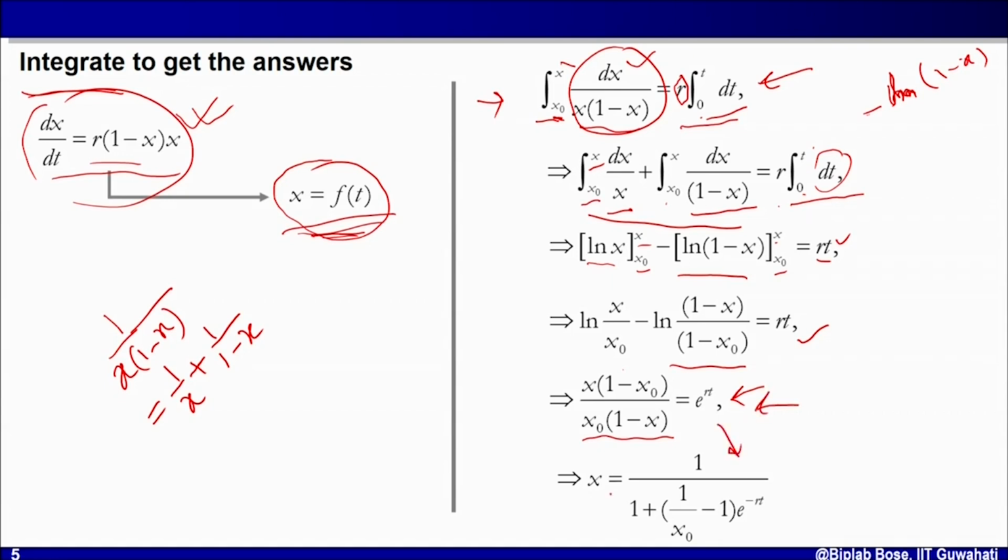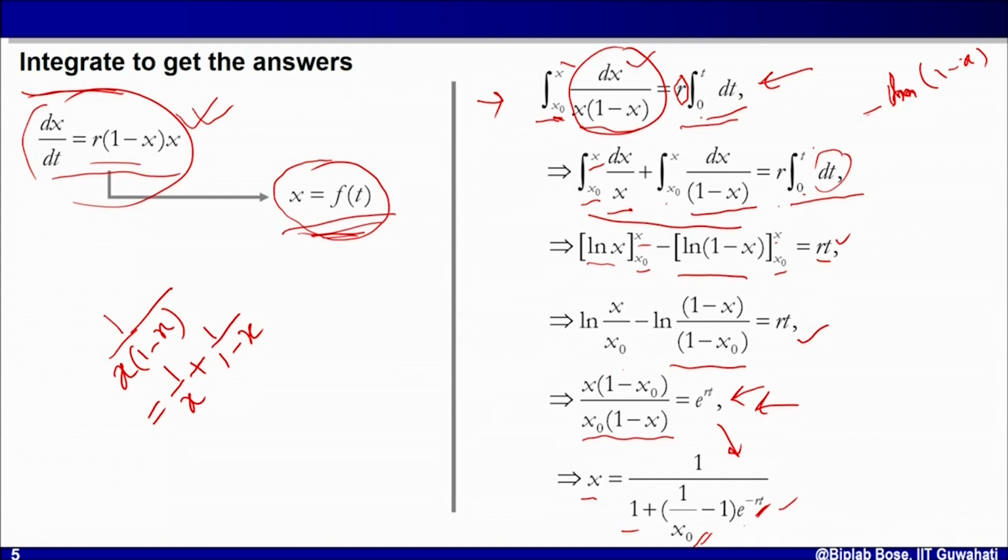From this I get x equal to 1 by 1 plus 1 by x naught minus 1 into e to the power minus rt. Remember, that's what I wanted. I wanted to know x as a function of time. So we have x on the left hand side and time on the right hand side. R that is here in this exponent is a constant, it's a rate constant. X naught is also a constant because you have decided at the very beginning that x naught is the initial population size which is infected, or the fraction of the population that is infected.